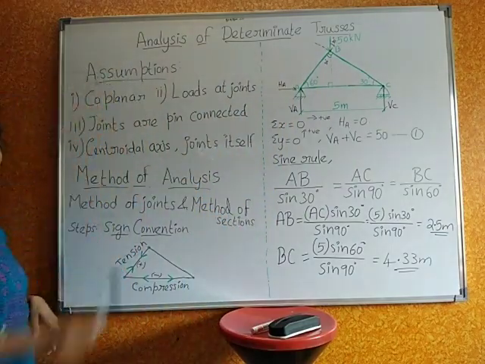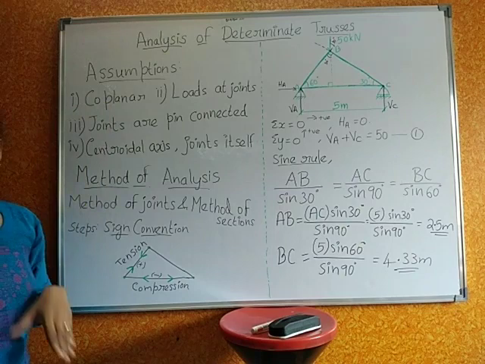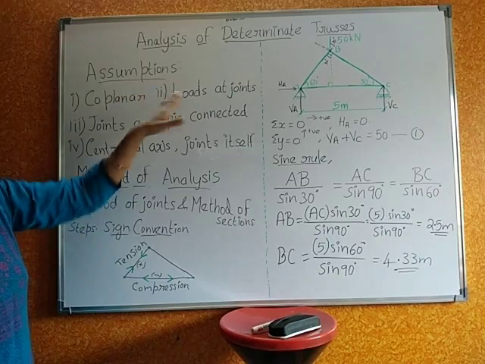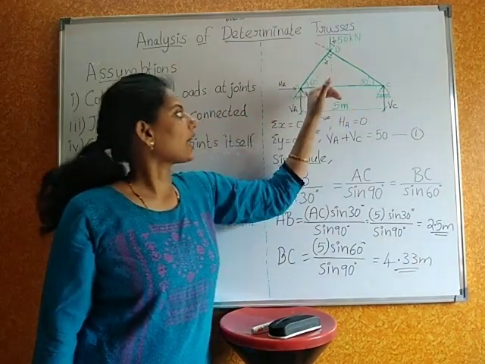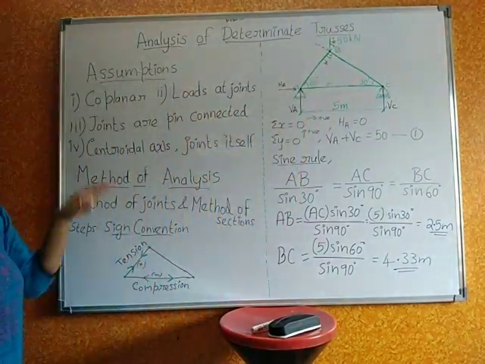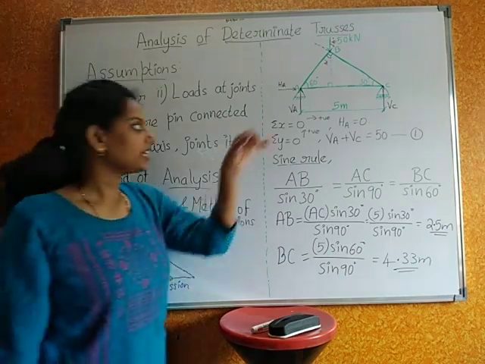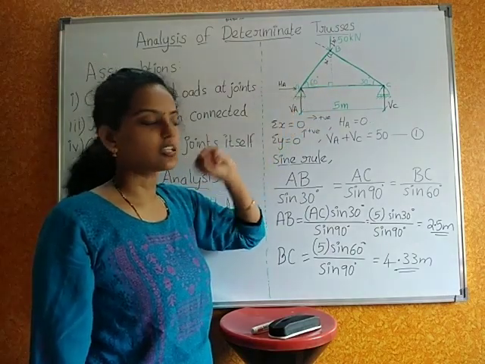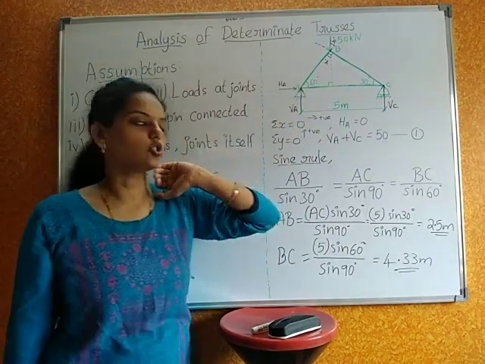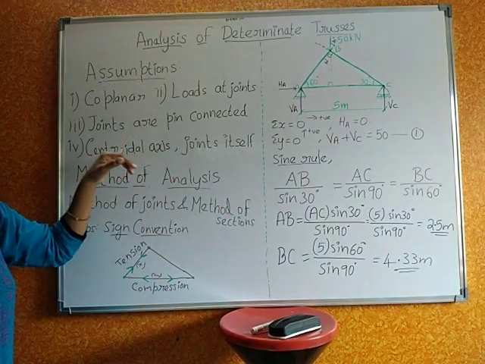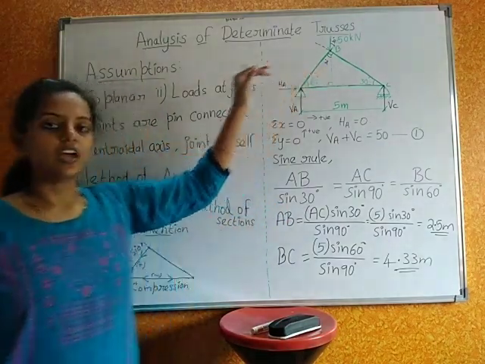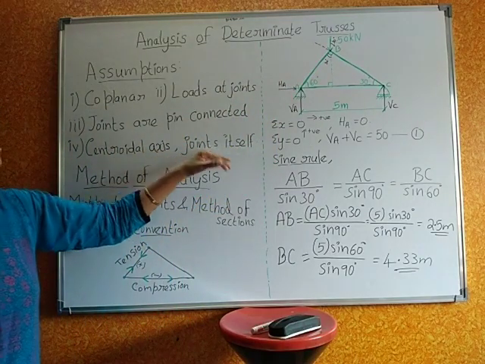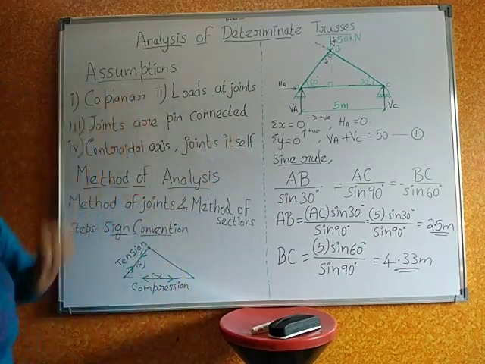For that we have some assumptions. First, it should be coplanar. Coplanar means the loads and stresses should be in the same plane. Next, these loads should always be applied at the joints itself. Then the joints are pin connected. Pin connected means they will have only vertical and horizontal forces and there is no moment acting on that joint. Next, centroidal axis: the centroidal axes of all members meet at the joints itself. Okay, these are the four assumptions.